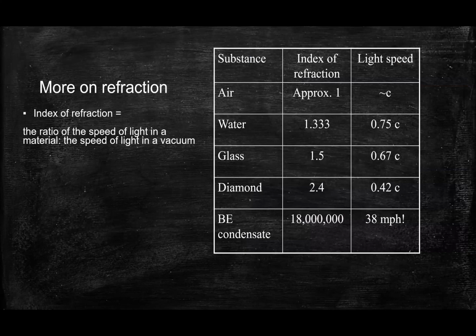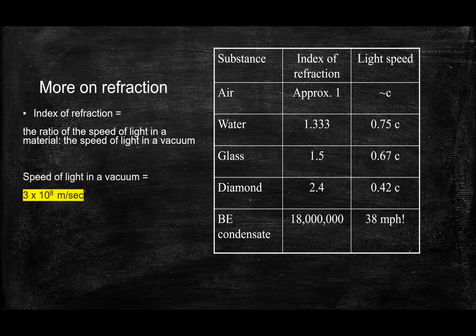So one of the ways we describe different substances is by what's called the index of refraction. The index of refraction of air is about 1, which is about what you see here. C is the symbol that represents the speed of light in a vacuum. And so the index of refraction is the ratio of the speed of light in the material to the speed of light in a vacuum.